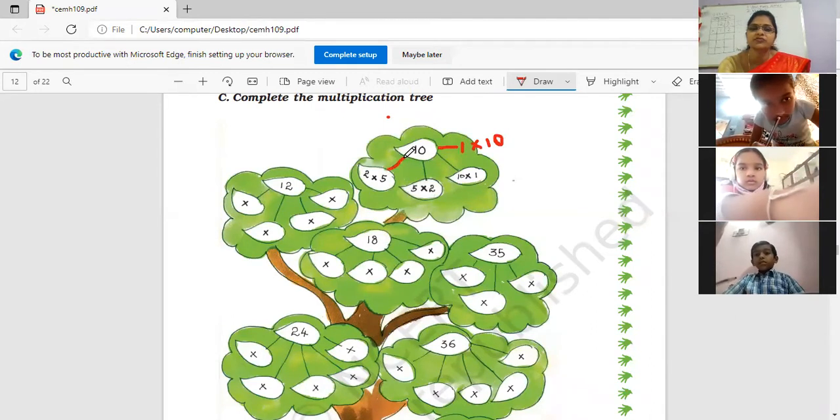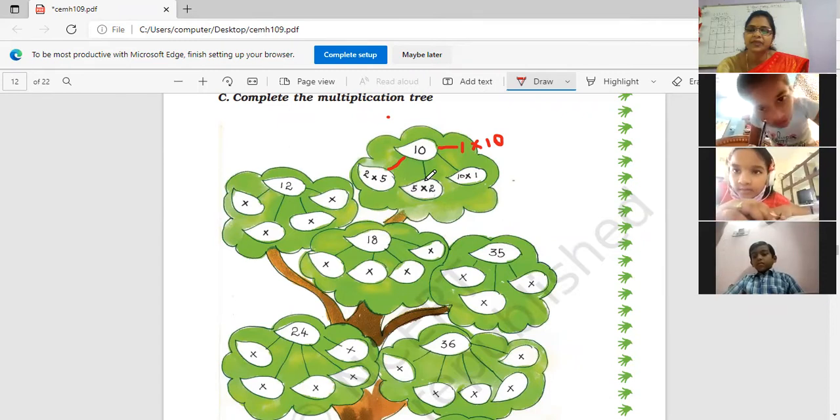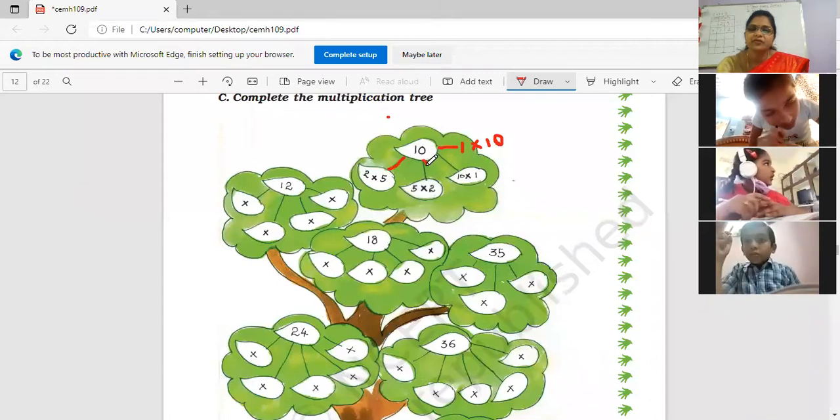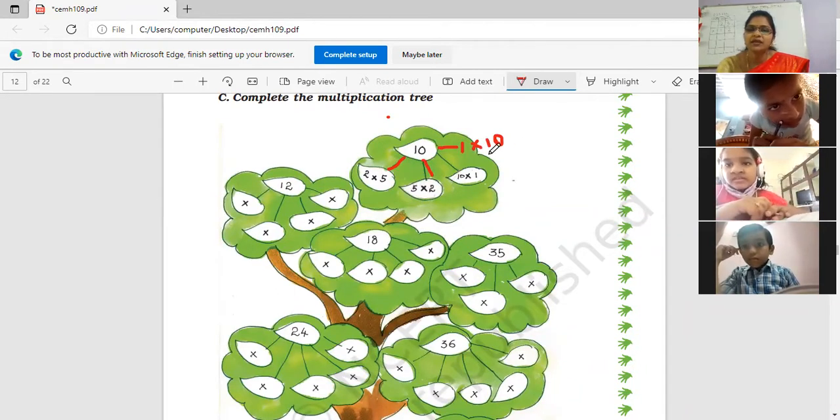Children, just answer. Do we get 10 in the 3 table? No, ma'am. You don't get 10 in the 3 table. You don't get 10 in the 4 table. So next we go to 5. 5 how many times is 10? 5 times 2. Very good. Then 1 time 10 is 10. Even 10 times 1 is 10.